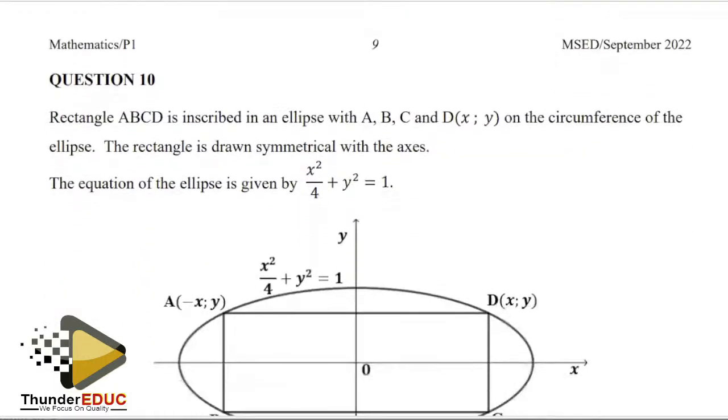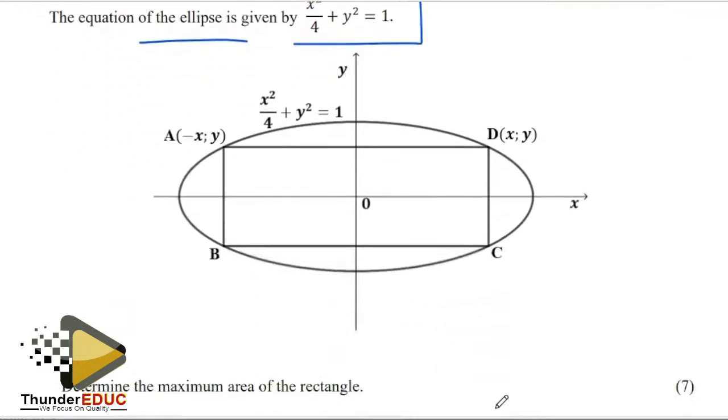Okay, then question number 10, rectangle ABC is inscribed in an ellipse, blah, blah, circumference is a rectangle, and then the equation of the ellipse is given as this. Okay, then what do they need? They're telling us to get the maximum area, calculate the maximum. So you need to get the formula for the maximum area and all of that.